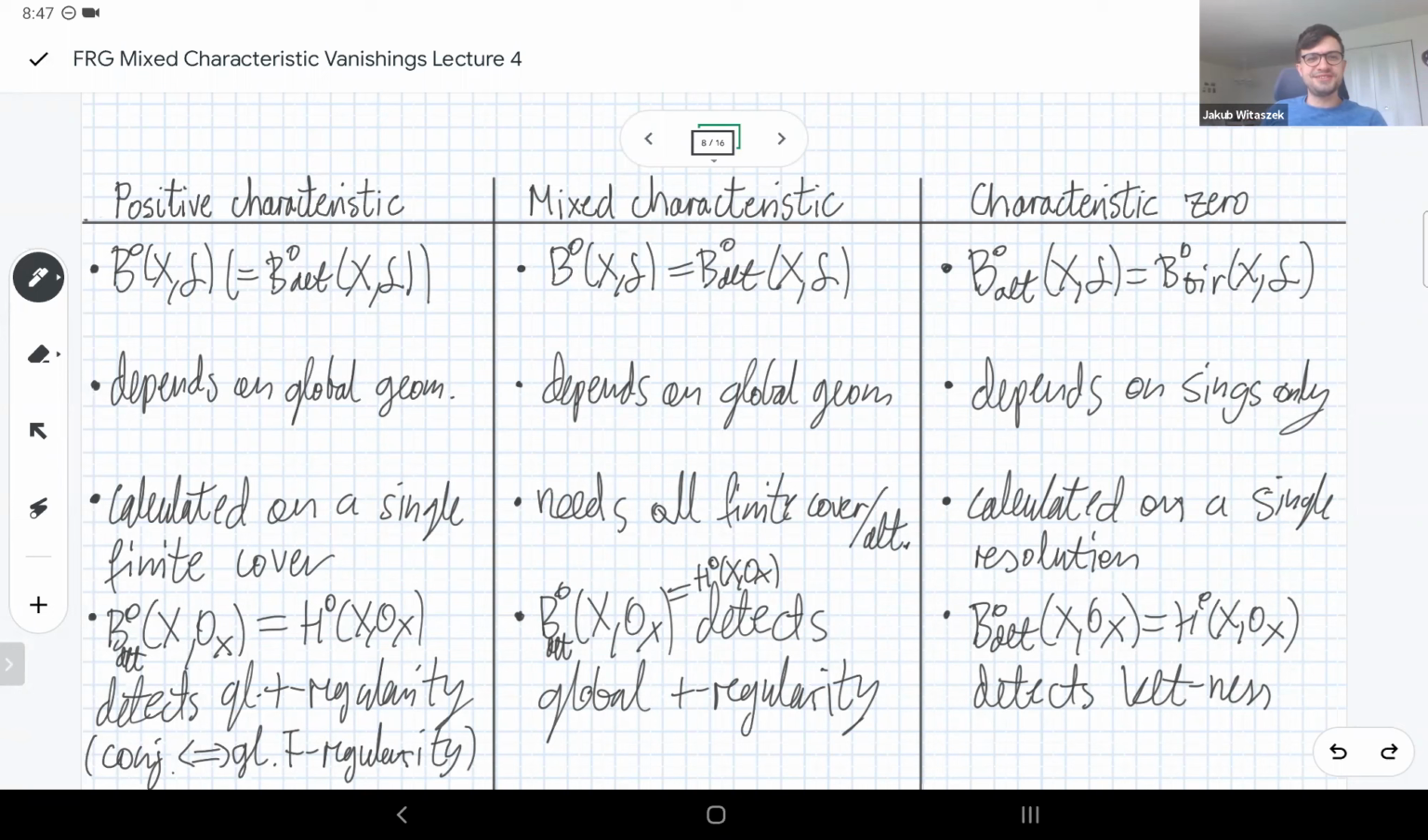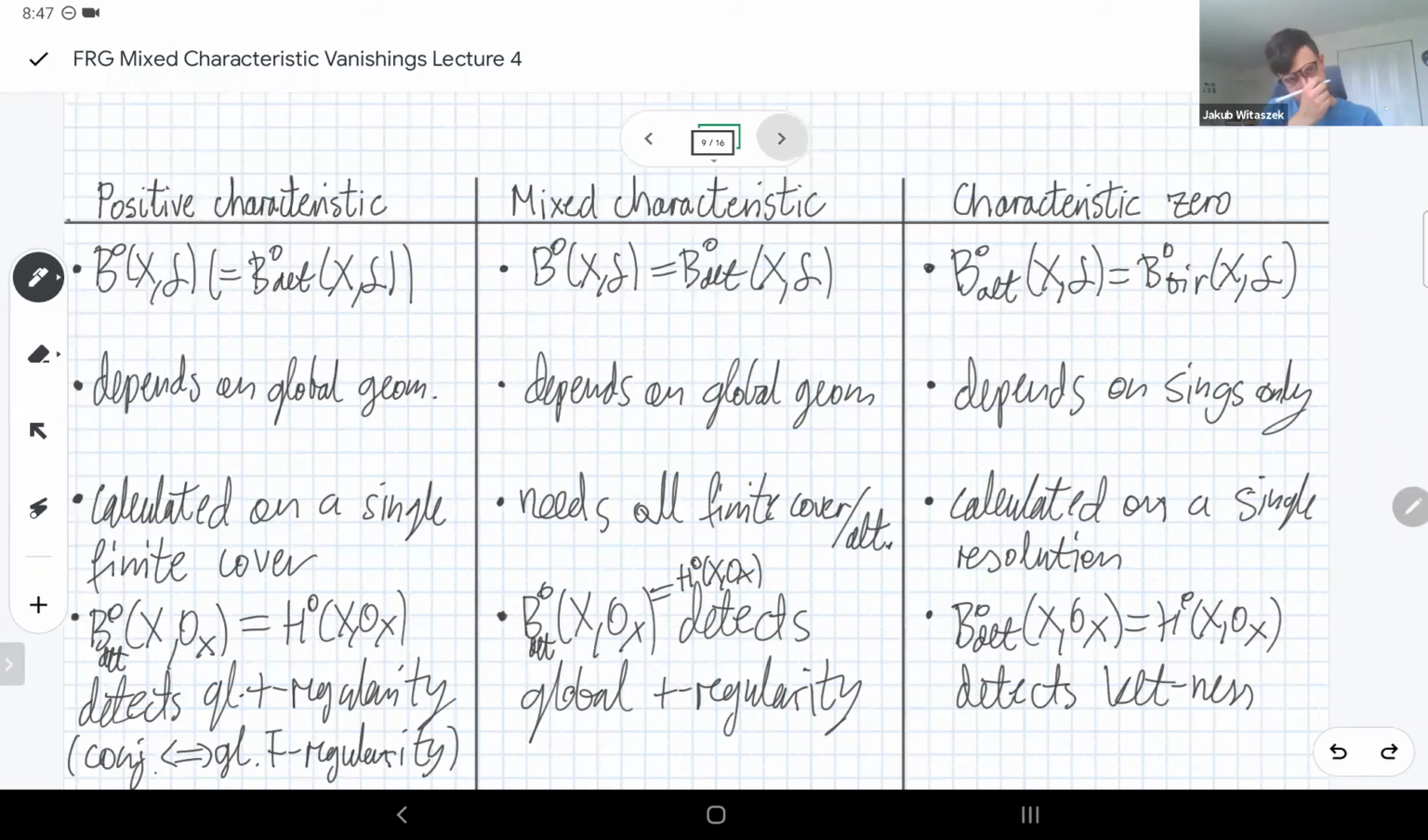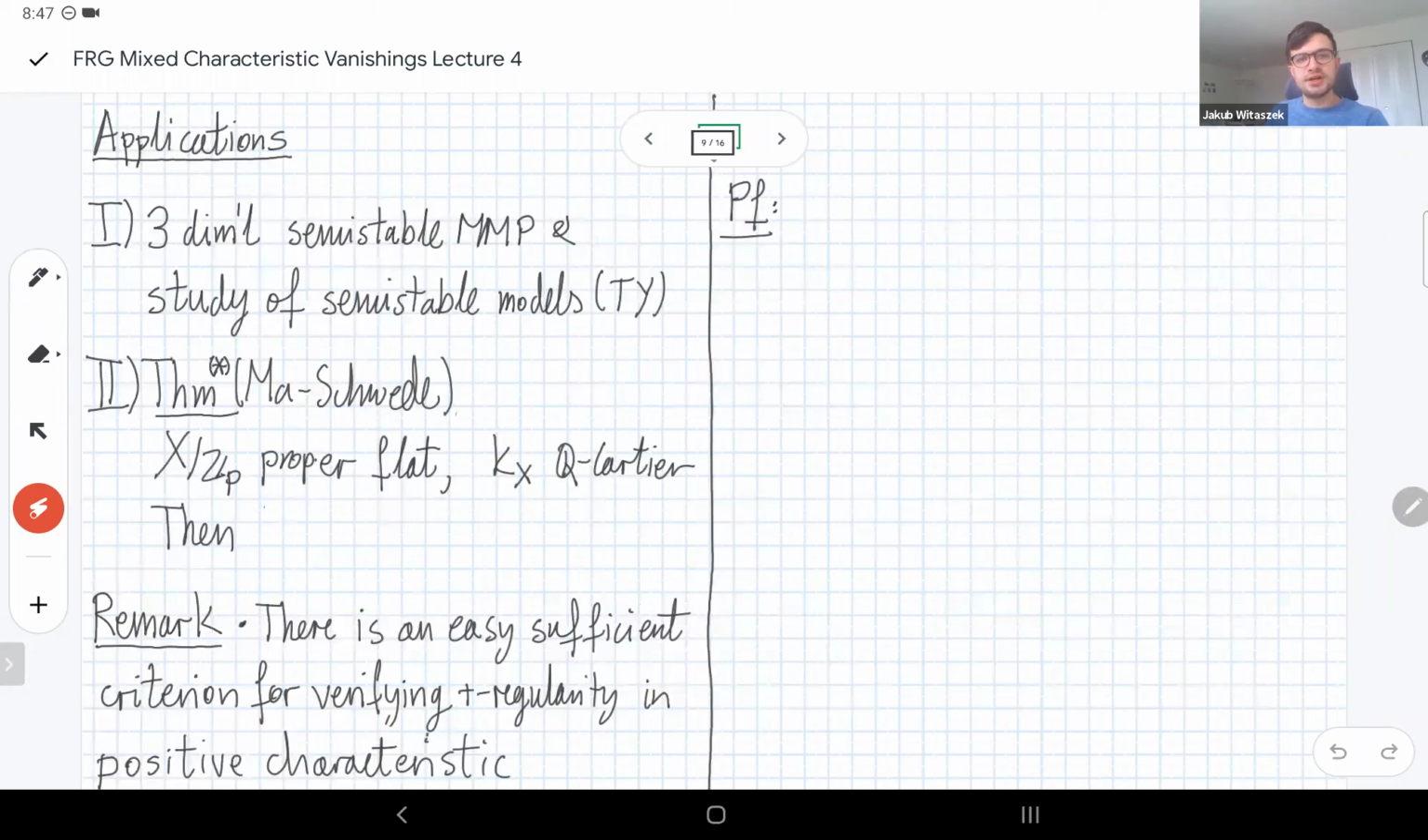So that's about it for the first part of my talk. Now I'd like to move to applications. First, let me mention what Schwede talked about last time, which is the three-dimensional semi-stable minimal model program, and this can be used in the study of semi-stable models. In particular, that's very useful for the study of the arithmetic properties of varieties.